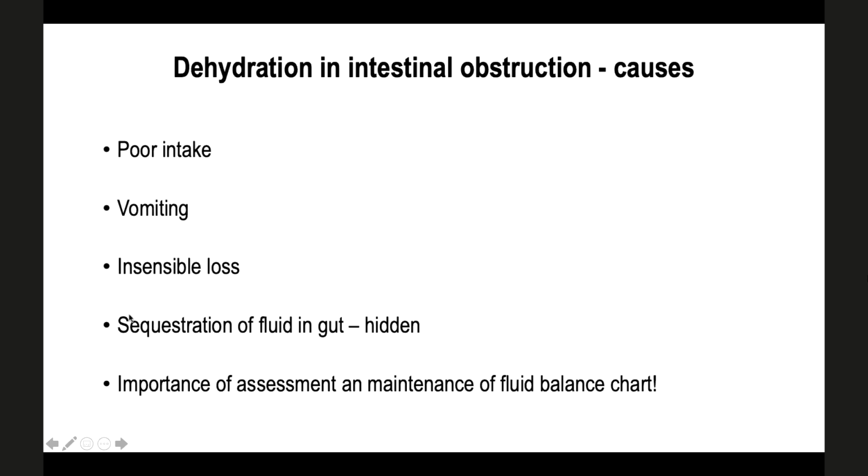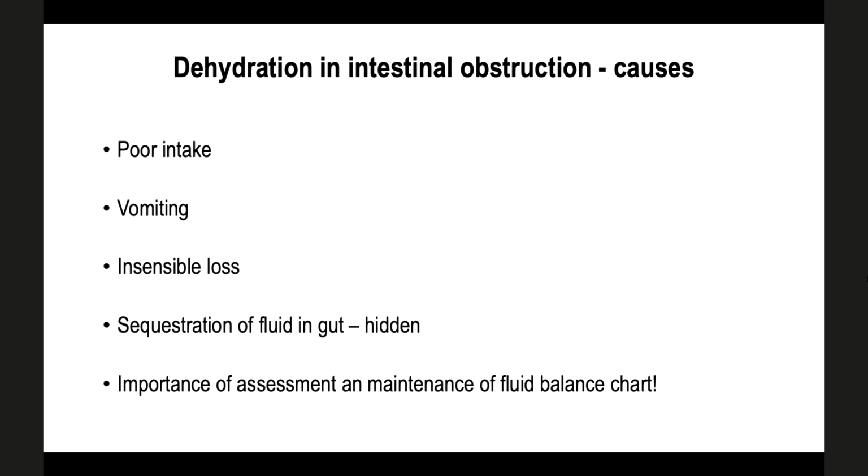The thing that we don't see, okay, the hidden loss in intestinal obstruction is this sequestration of fluid in the gut. I told you when there is intestinal obstruction, the gut goes into spasm. It tries to bypass the obstruction. There is increased metabolism in the gut. And as a result of that, a large amount of secretions enter the gut.